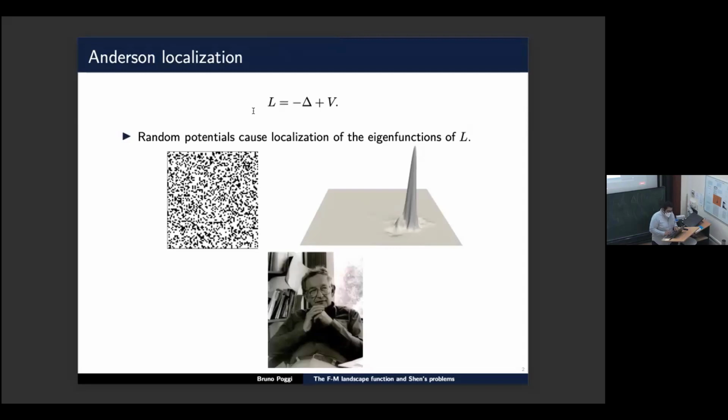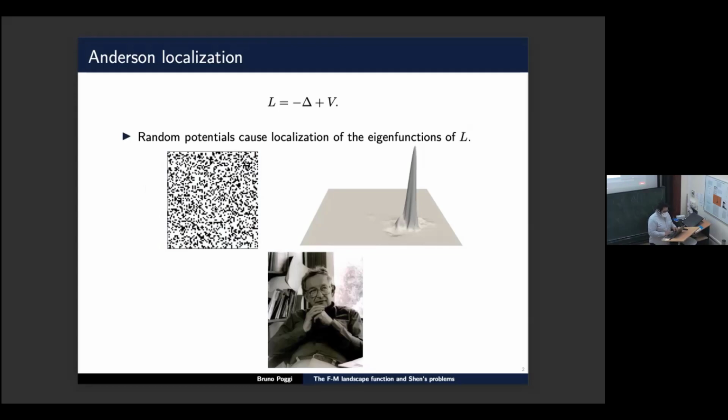Anderson localization is a phenomenon first described by the physicist Philip Anderson, who showed that when the potential V in a Schrödinger operator has random values, say for instance in this square domain, the black spots represent the values of V where V is equal to 1, and the white spots are where V is equal to 0. You can think that on each little square, V is 1 with probability 1/2 and 0 with probability 1/2.